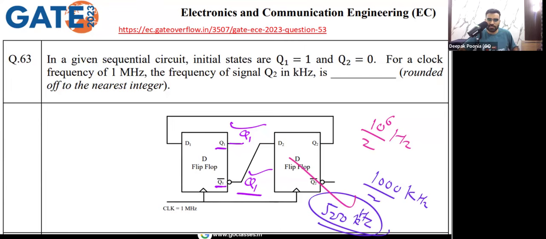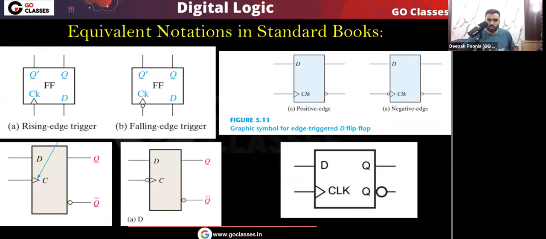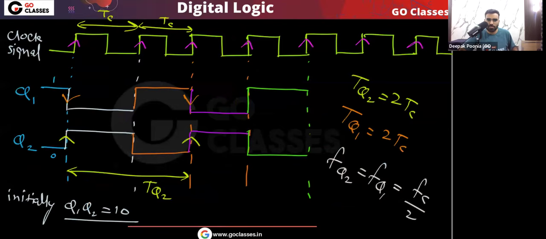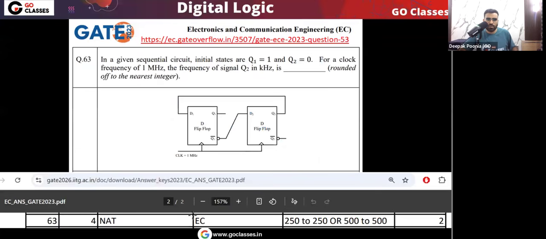So like this the answer will come 500, and 500 was also accepted as one of the answers. So I hope the complete analysis is clear. For this question the answer will be either 250 or 500. But tell me, which is the better answer for this particular question?